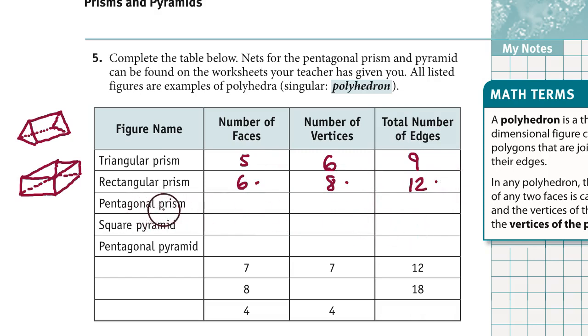Our next one is a pentagonal prism. I'm going to draw a picture of that. First, I'm going to draw a pentagon, a 5-sided polygon. Here is a pentagon. And then I'm going to draw some edges coming straight down.